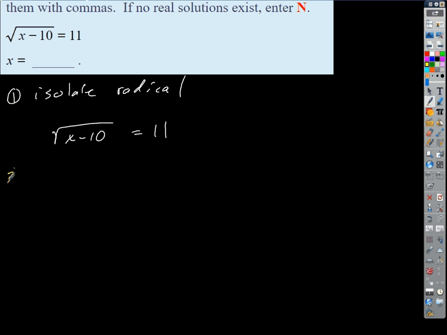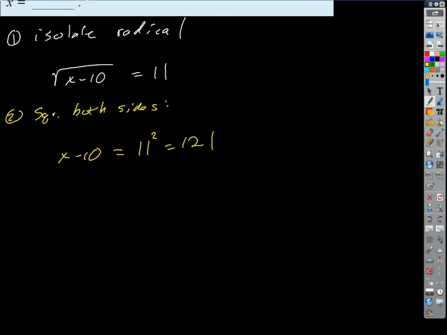So that leaves us with x minus 10 equals what? 11 squared, because we're squaring both sides, right? So we get 121. Okay, 121. So then we end up with the solution x minus 10 equals 121. So what's x equal? 131. Good.